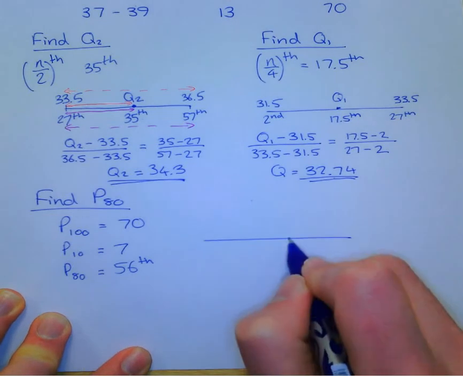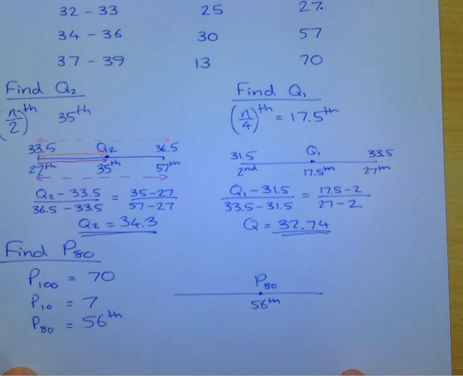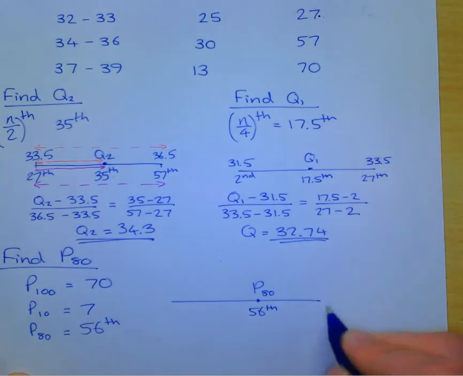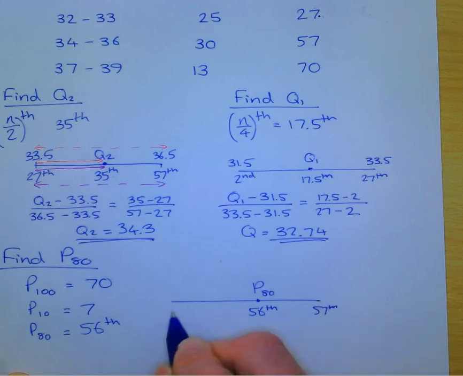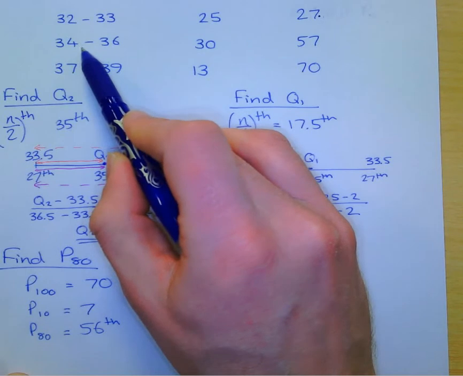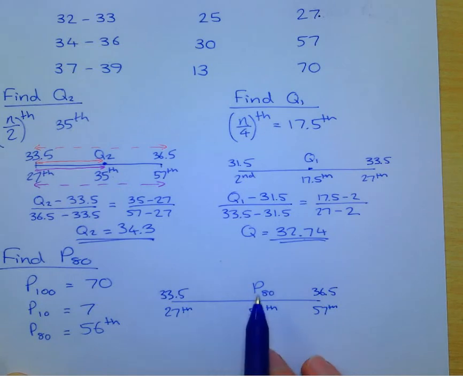Okay, so I'll just draw my picture again. So P80 is what I want to find. I know it's the 56th. I go up to my cumulative frequency. 27 and 57. It's definitely in between there. Well, it's going to be really close to this value, right? But I know it's in this group. So upper and lower bounds. 33.5, 36.5, and I do exactly the same calculation. And I'm just a bit conscious how long this video is, but the same proportion formula, you can try that out yourself, but you should get that to be 36.4.